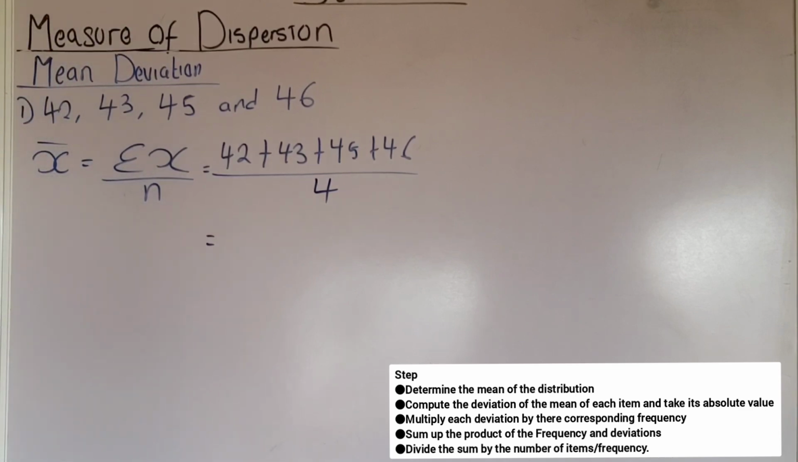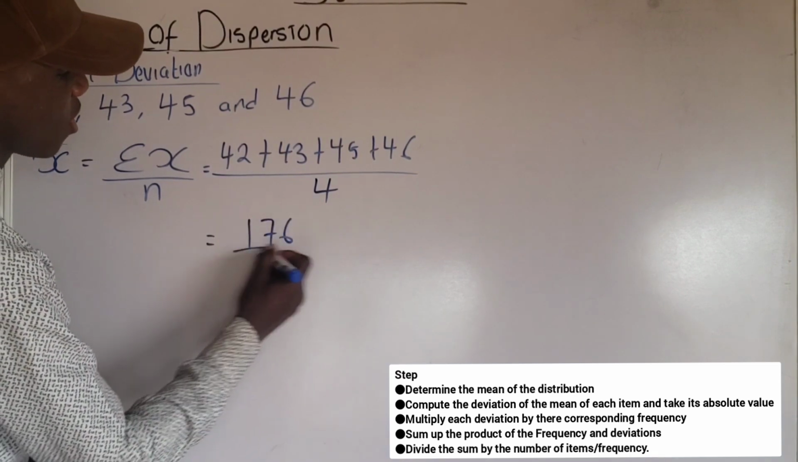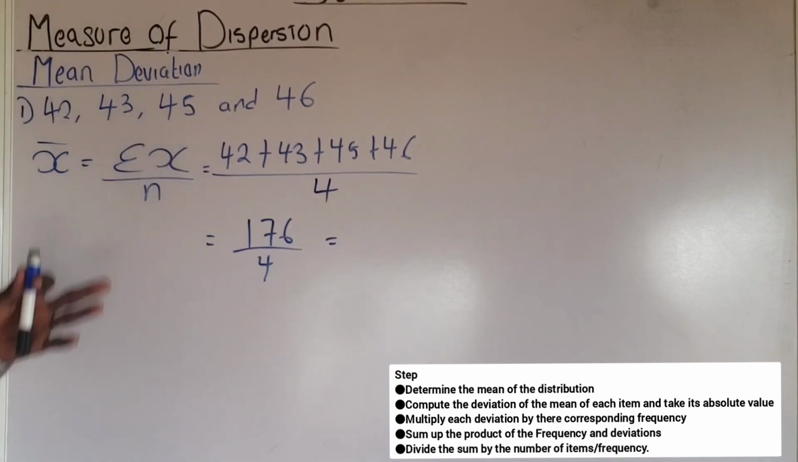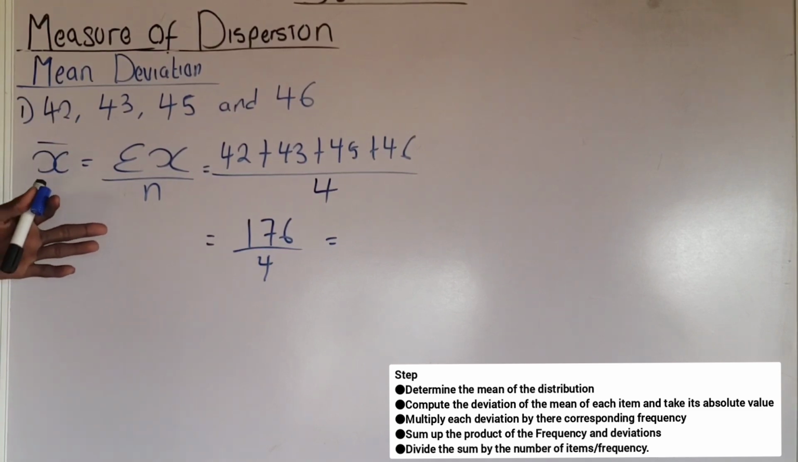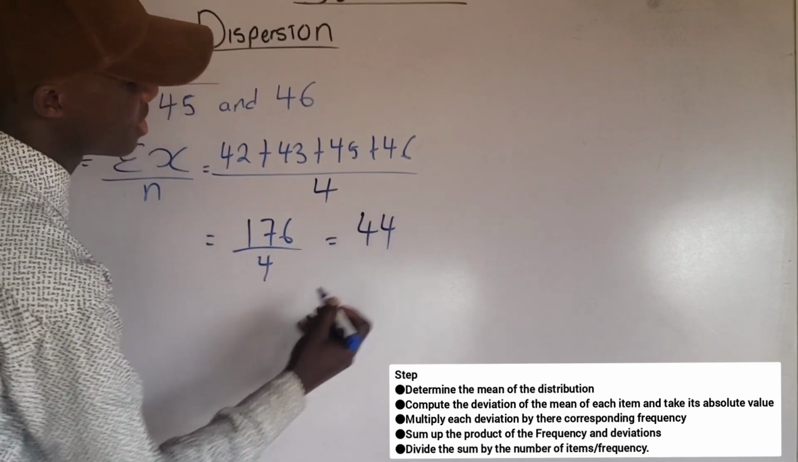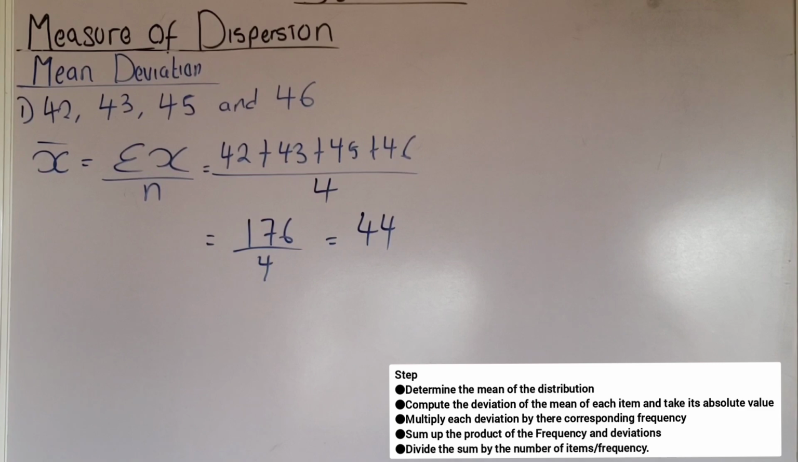Now 42 plus 43 plus 45 plus 46, that is 176. So here I'm going to have 176 all over 4. Okay, so the mean of the distribution is 44, because if you divide 176 by 4, you're going to have 44. So the mean is 44. Okay, now having gotten the mean, you have to calculate the deviation. You understand? The deviation is the difference between the scores and the mean that we have. You understand? This is the deviation.